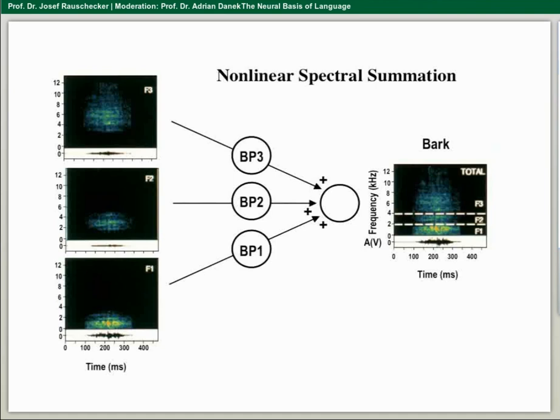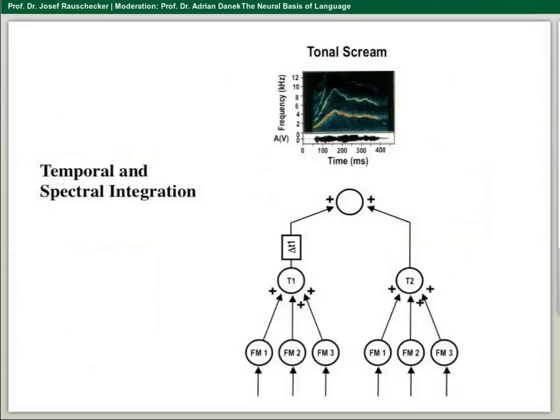So all of them have to be present at the same time for the neuron to cross the threshold and to actually fire. So we end up with something we could call a bark detector, because this is a bark that I'm showing here. And in the time domain, we can now do more complex models. We have to introduce what's called delay lines.